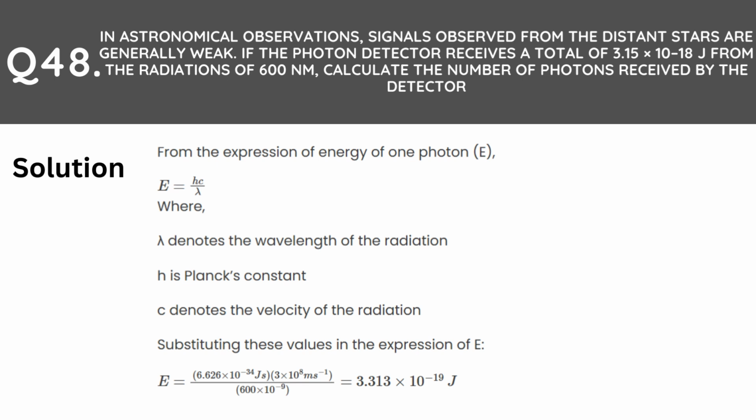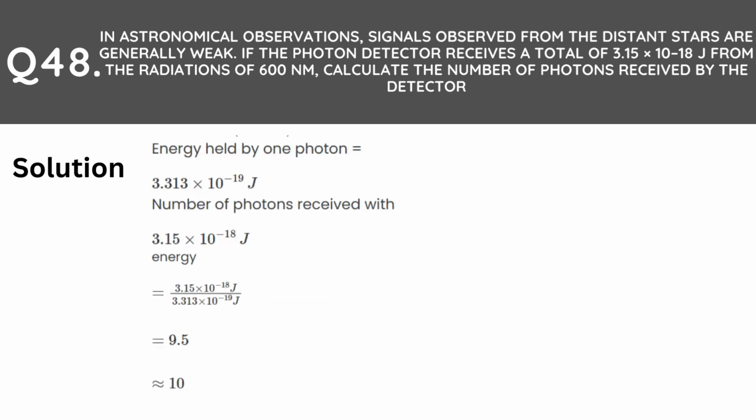photon, E is equal to hc by lambda, where lambda denotes the wavelength of radiation, h is Planck's constant, c denotes the velocity of the radiation. Substituting these values in the expression, E is equal to 6.6 into 10 raised to the power -34 joule second into 3 into 10 raised to the power 8 meter per second divided by 600 into 10 raised to the power -9. After solving this we get 3.313 into 10 to the power -19. Energy held by one photon is equal to 3.313 into 10 to the power -19.